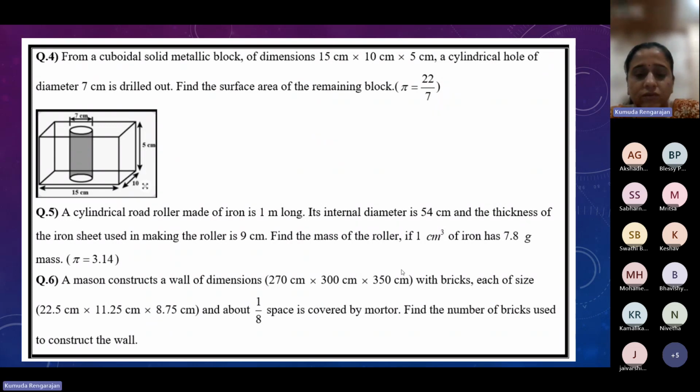I'll give you 3 minutes. Tell me in words how you will find the surface area of the remaining block. You don't have to tell me the formula, just tell me in words.